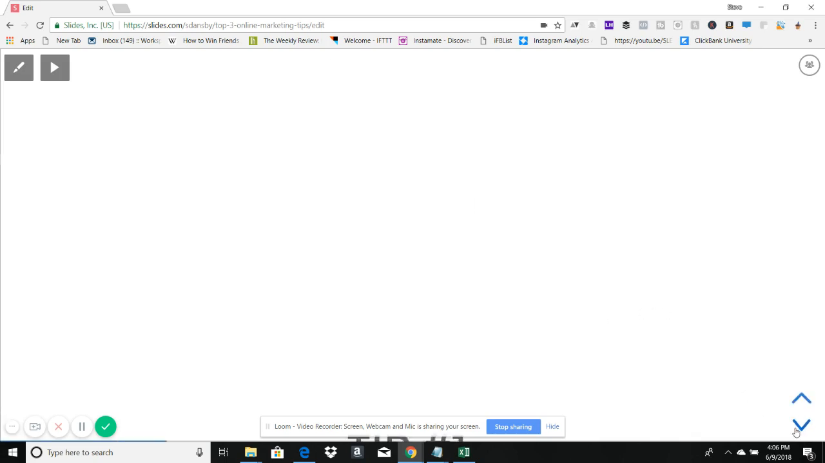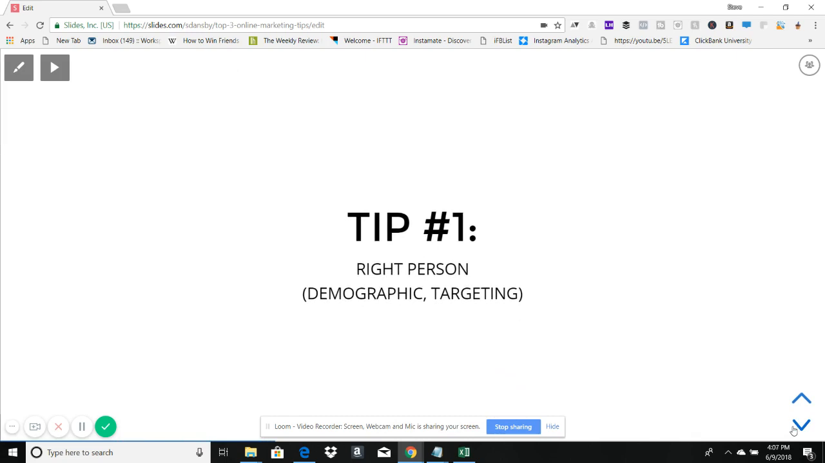All right. So, tip number 1, the right person. And you'll see it says here demographic and targeting. The right person means if I'm selling a product or service, what is the demographic that I'm selling to? So if I have a toy shop, my demographic may be from age 5 to 13 in terms of who I'm targeting. Or if you want to get a little bit more granular with it, the demographic may be 25 to 45 if you're targeting parents who want to get toys for their children.